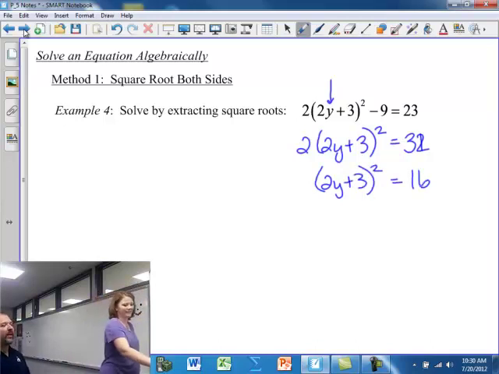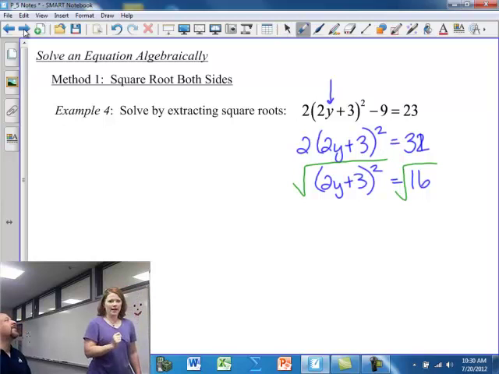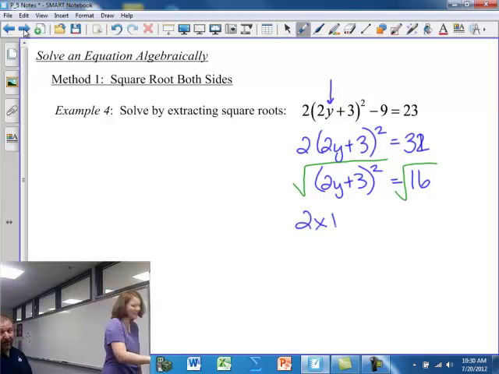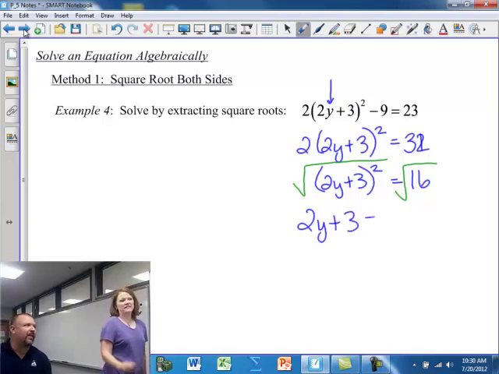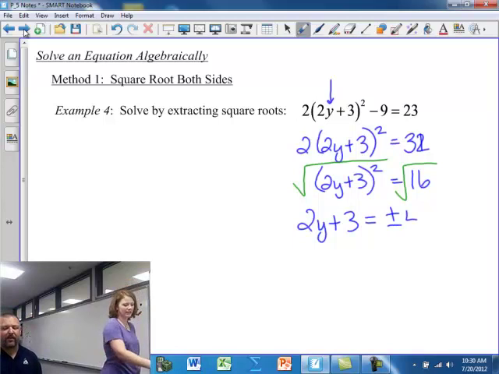Okay. Now we need to get rid of the squared so that we get inside that parentheses, and we're going to do that by square rooting both sides. Okay. And this is where, warning, warning, warning. Warning! You have to be careful. You're going to get 2y plus 3 on the left side. It's going to cancel the squared, but the right side's going to give you a positive or negative 4. Don't forget the plus or minus.